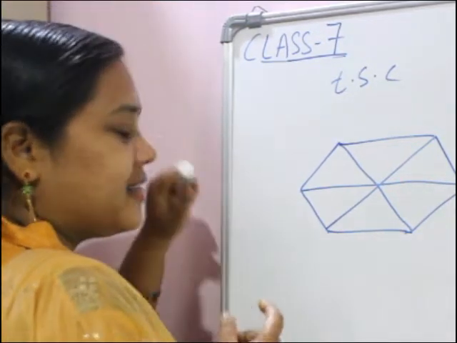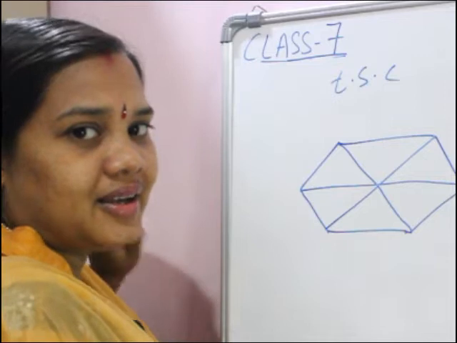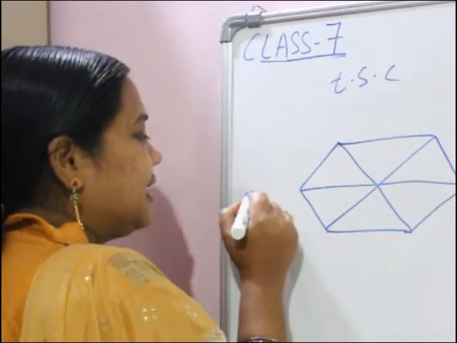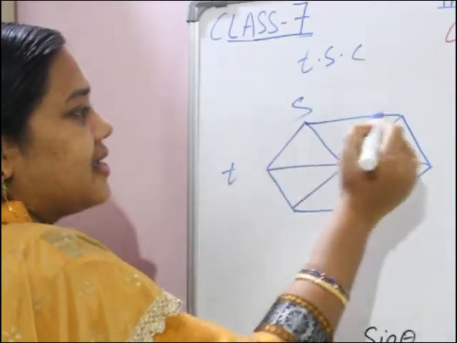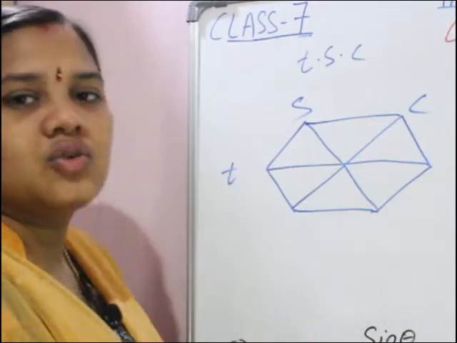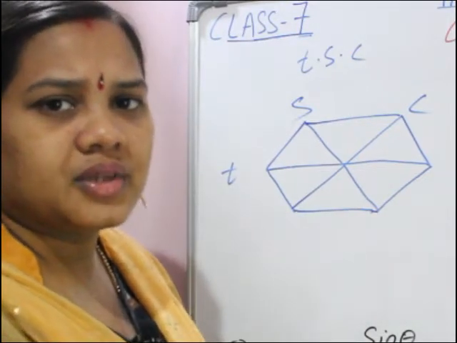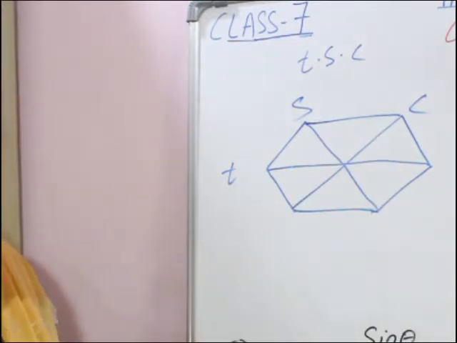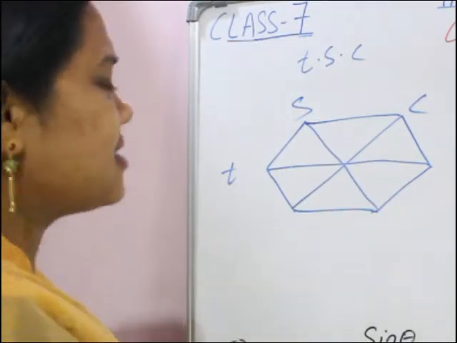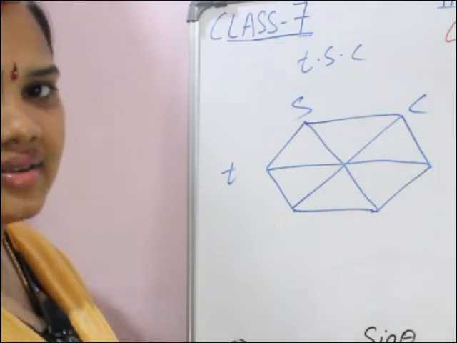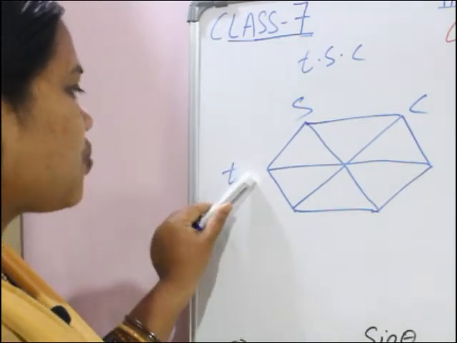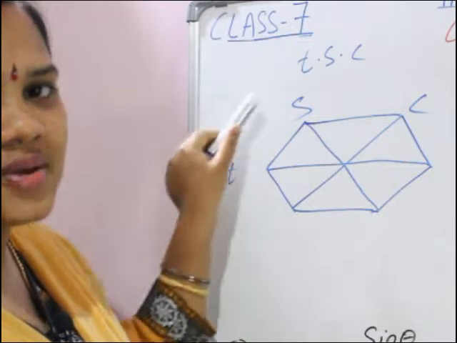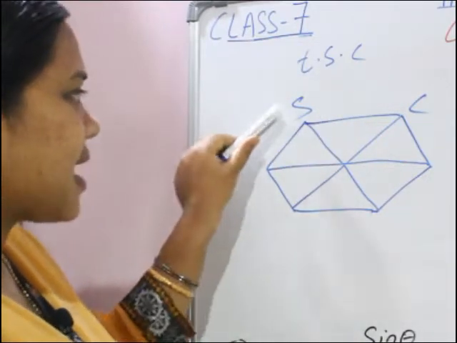How to remember this? You have to start from the left side. You have to start with T: T, S, C. This much only you have to remember. Got it? Draw one hexagon, draw all its diagonals. Then TSC: tangent, sine and cosine. You have to remember TSC and its position: tan, sine, cosine.